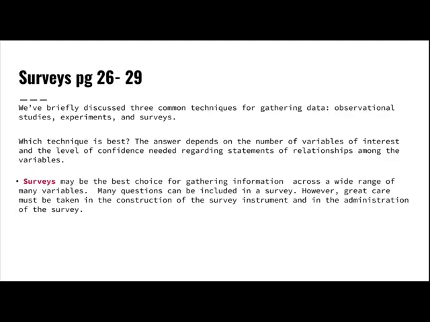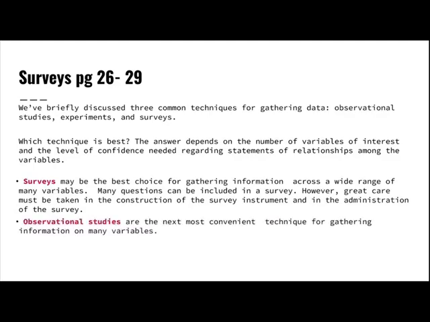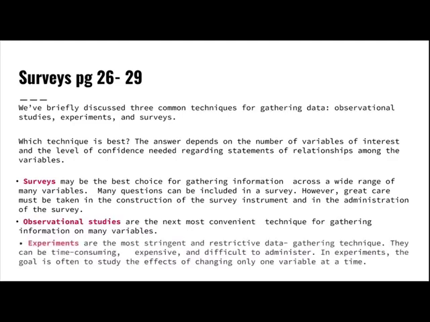Many questions can be included in a survey. However, great care must be taken in the construction of the survey instrument and in the administration of the survey. Observational studies are the next most convenient technique for gathering information on many variables. And then lastly, experiments are the most stringent and restrictive data gathering technique. They can be time-consuming, expensive, and difficult to administer. In experiments, the goal is often to study the effects of changing only one variable at a time.